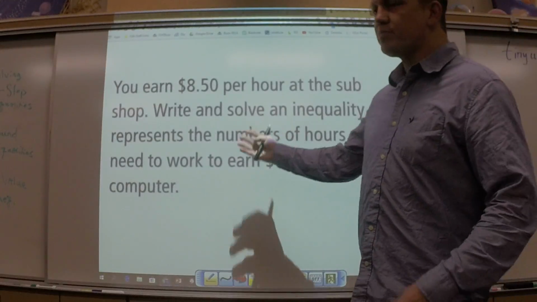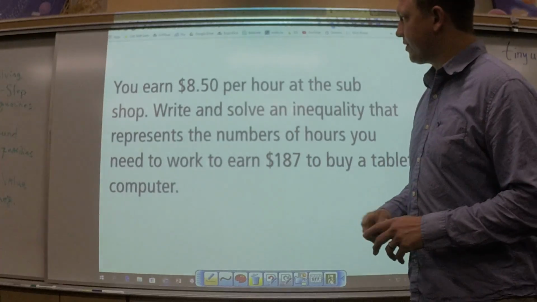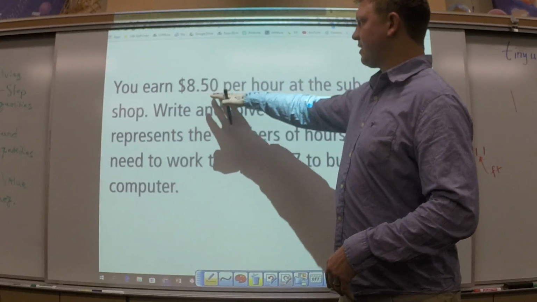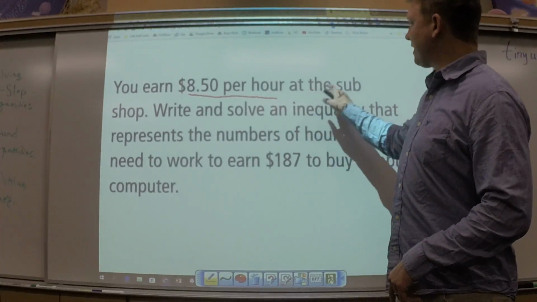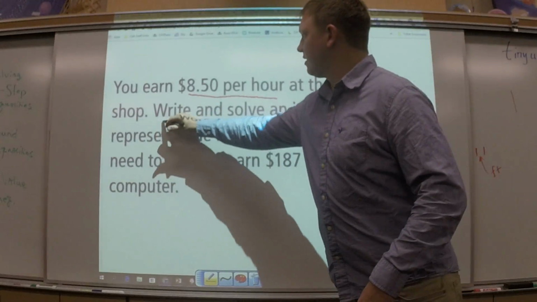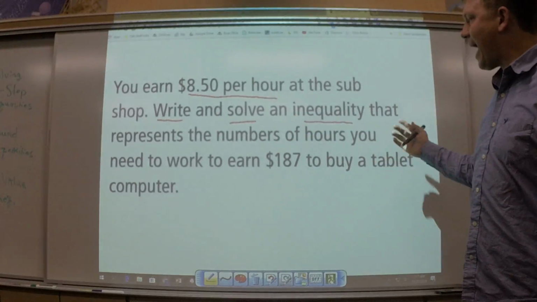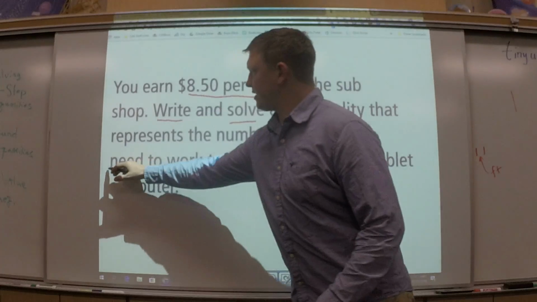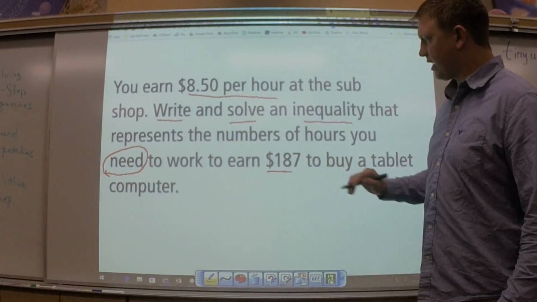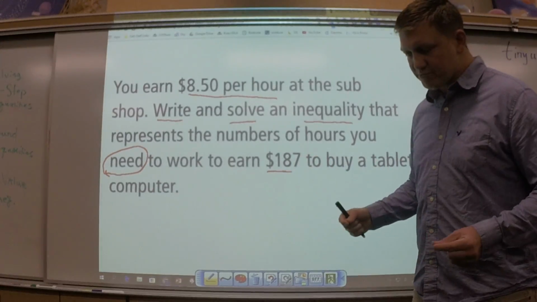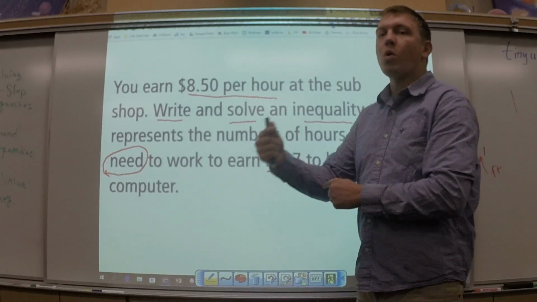Okay, this is a word problem example that has an inequality as part of what we're doing. Here's some important information as I read. We're going to make $8.50 per hour at the sub shop. Write and solve an inequality that represents the number of hours you need to work in order to earn this much money, which means I want to earn that much money or more. It could be equal to that or more.